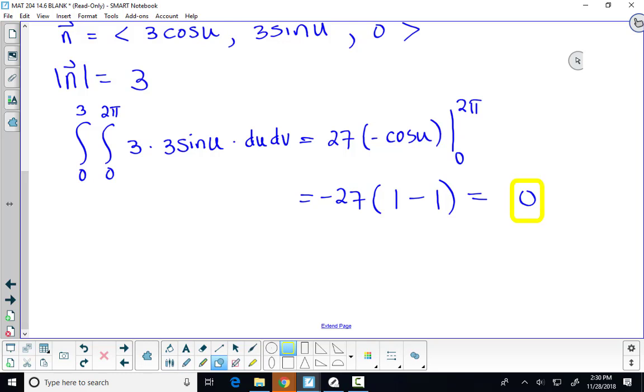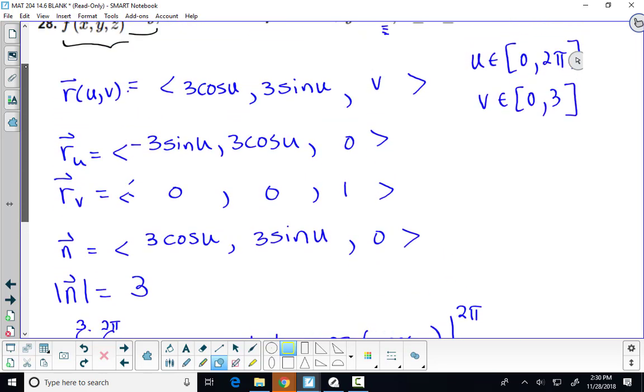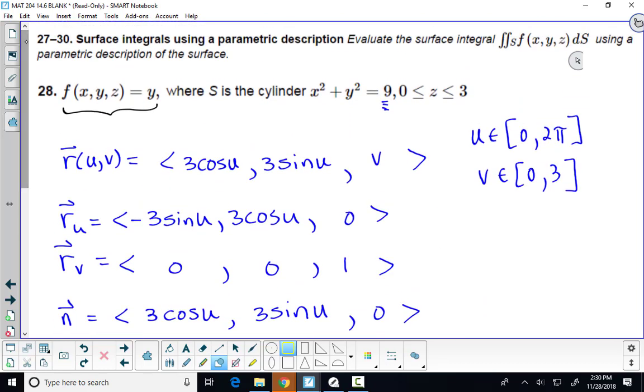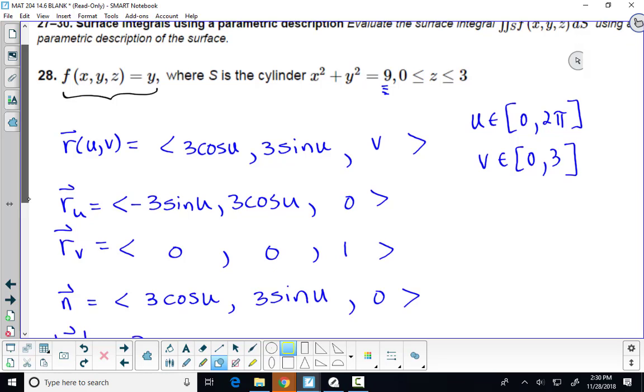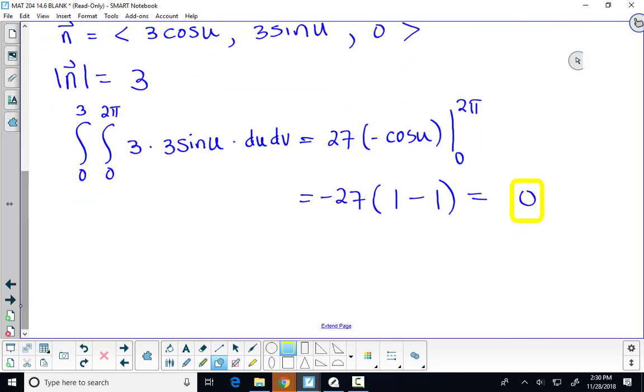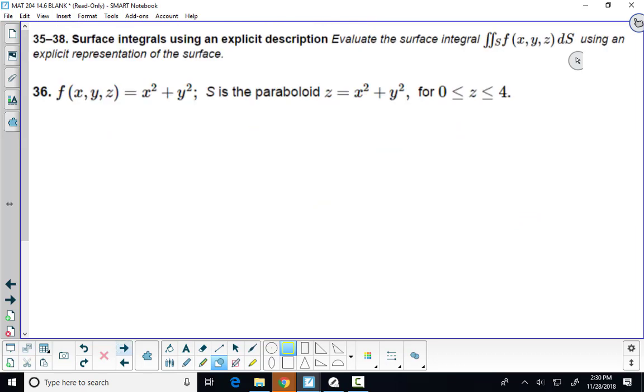Let's think about why it might be 0. The function that we're adding up across this surface is y. So we look up at our surface, our cylinder. We're adding up all the y values between z equals 0 and z equals 3. There's just as many negative y values as positive y values. Right? Just as many. They all cancel out. Yep, gone. 0. Next, a paraboloid.